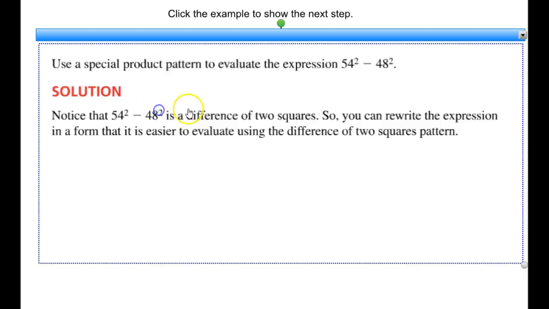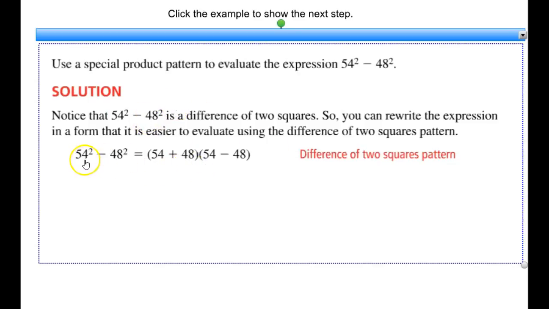So now we can use this pattern to evaluate this expression, right? So I've got 54 squared minus 48 squared. So let's see what we can do. So it is a difference of two squares again, right? Because I've got something squared and something else squared. So I can rewrite the expression as 54 plus 48 times 54 minus 48, which is that same pattern. Right? I take the square root of the first term plus the square root of the second term times the square root of the first term minus the square root of the second term. So I just rewrite that as my pattern, and then I simplify.